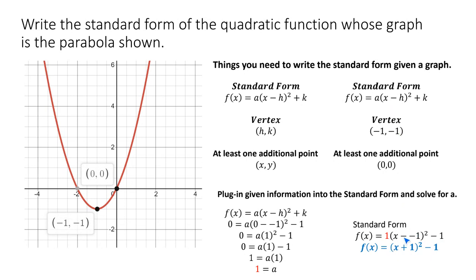So simplify a little bit here. Negative negative is a positive 1. And so this is going to be our standard form. You don't have to write the 1 again. If you do, it should still count it correct.